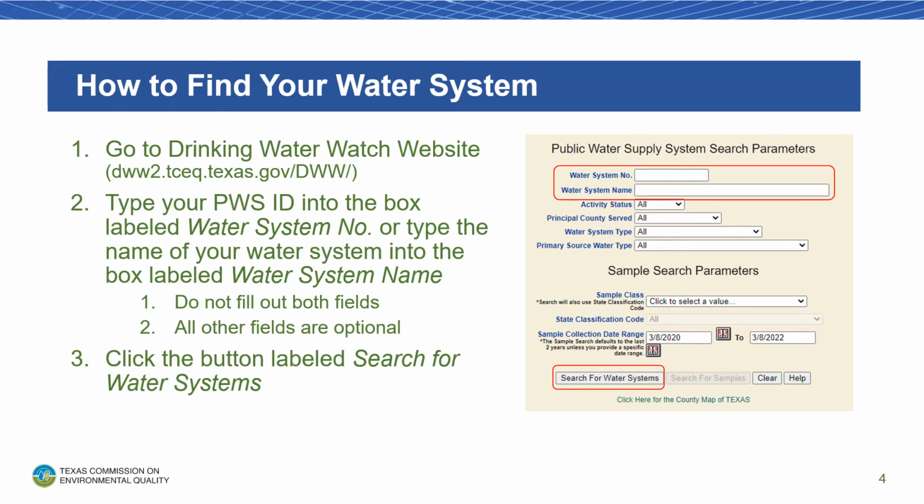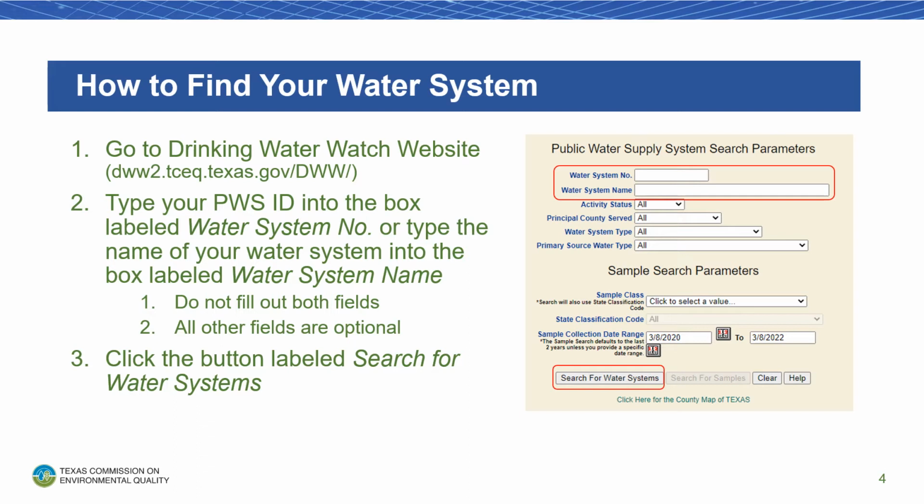On this page, we will discuss how to find your water system in Drinking Water Watch. First, navigate to the website homepage URL listed in Step 1. Then, type your PWS ID into the box labeled Water System Number, or type the name of your system into the box labeled Water System Name. If the name you enter does not exactly match any systems in TCEQ records, you will be provided a list of similarly named systems to choose from.